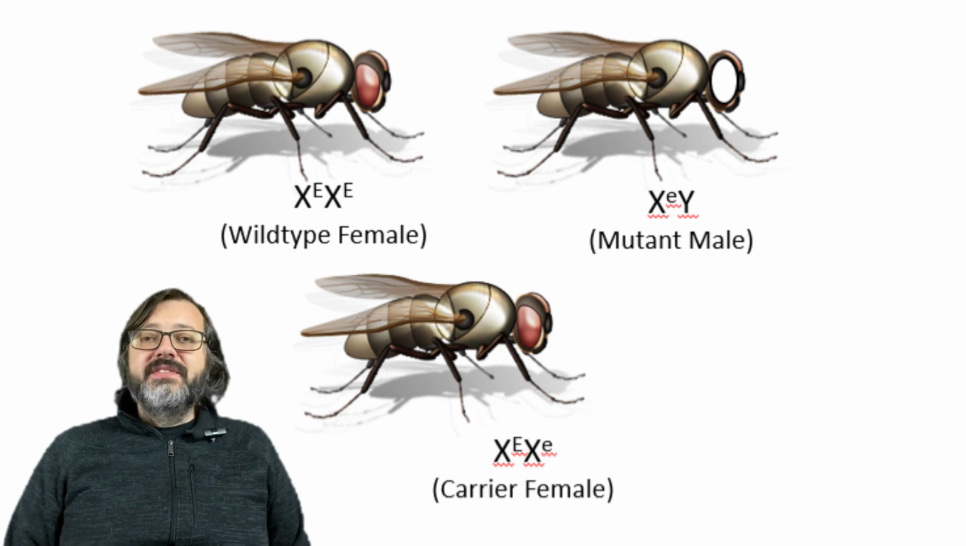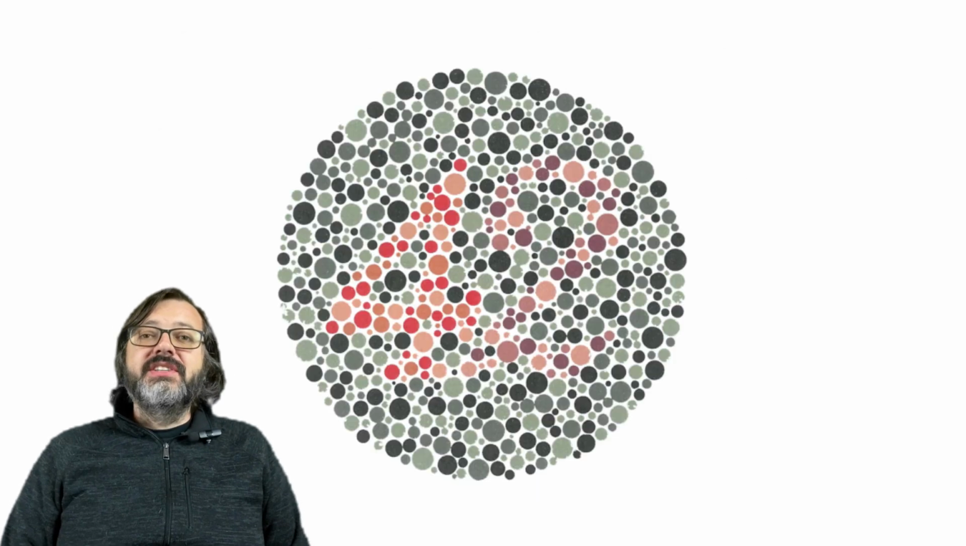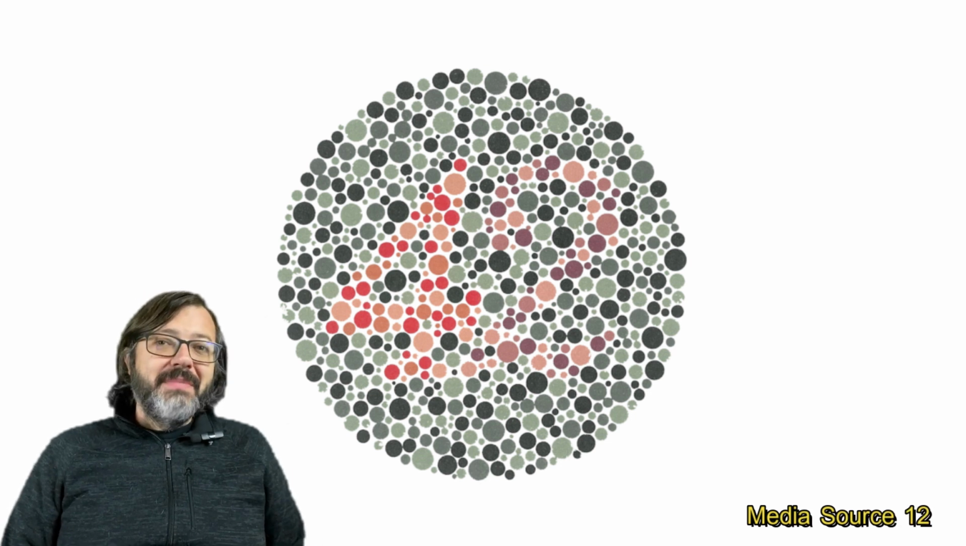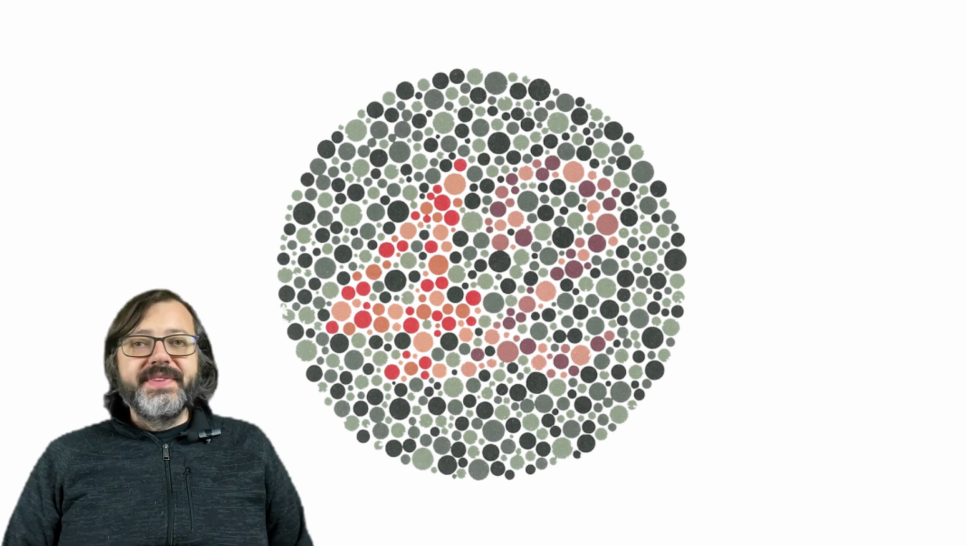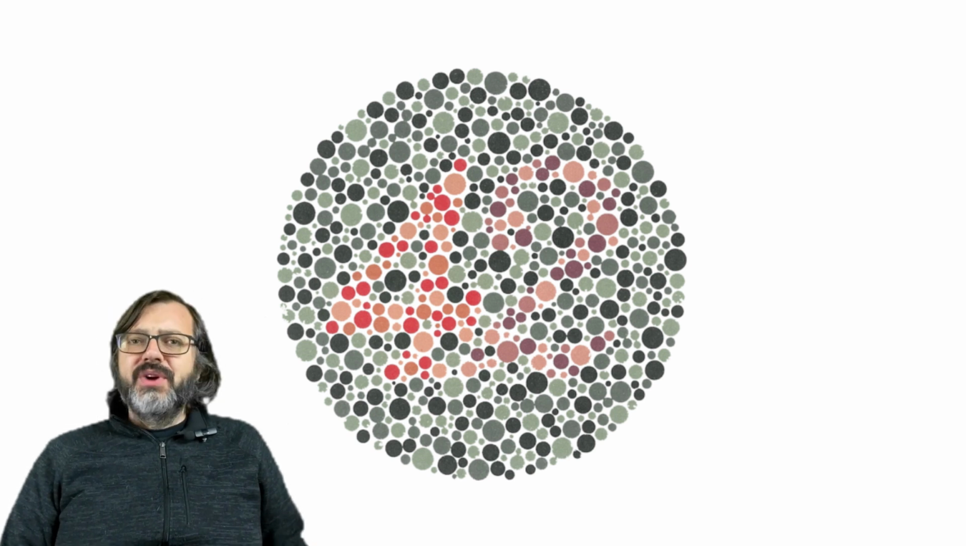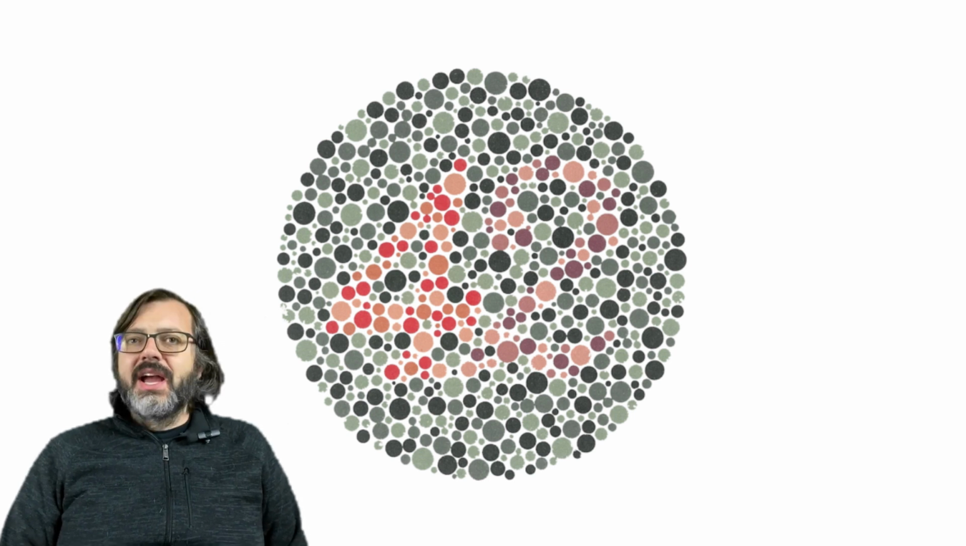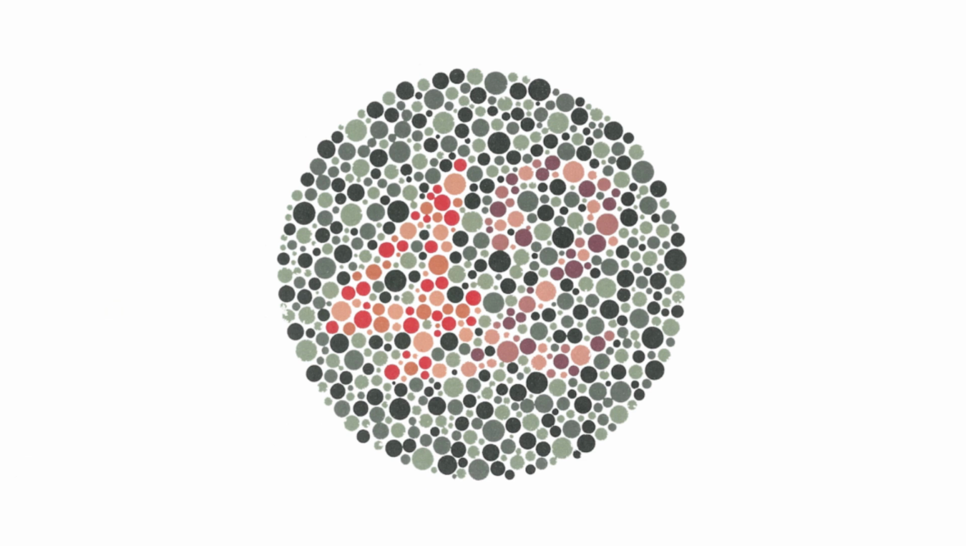One great example of a sex-linked disorder in humans is red-green color blindness. If you can't see a number in this diagram, you might be affected by this disorder. Otherwise, you should be able to see a red-pink number 28 within many dotted shades of a green circle. I'm just kidding, it's 42.